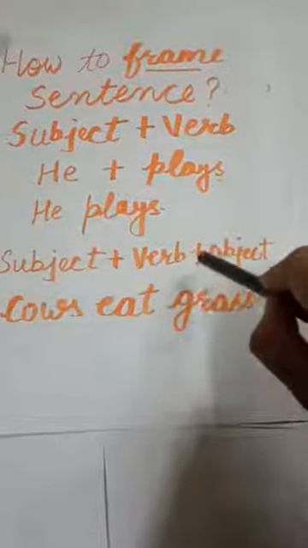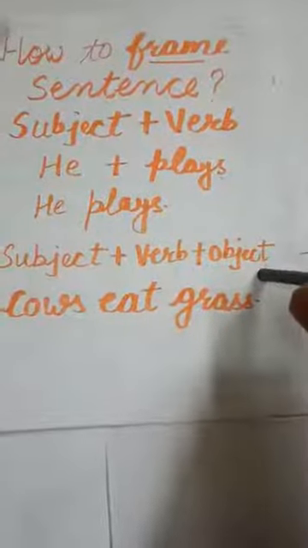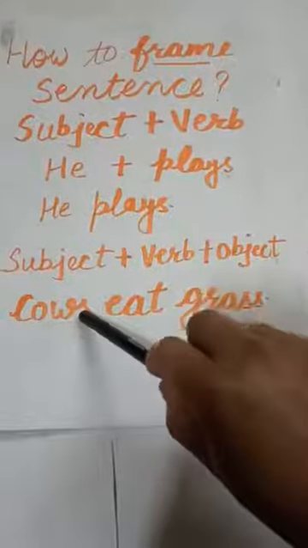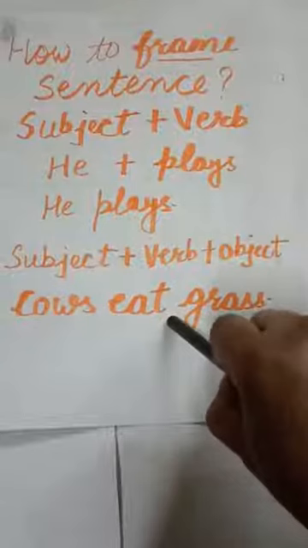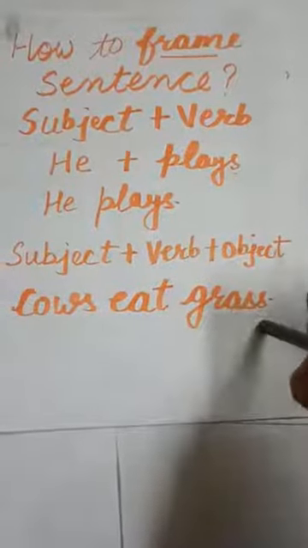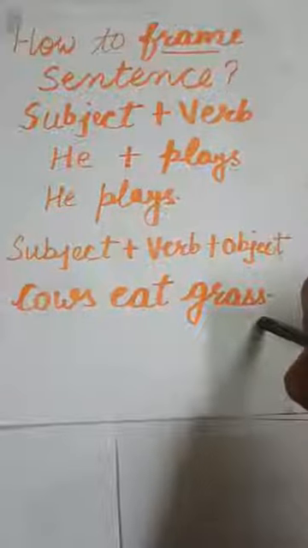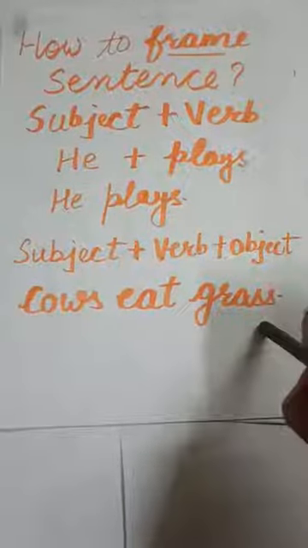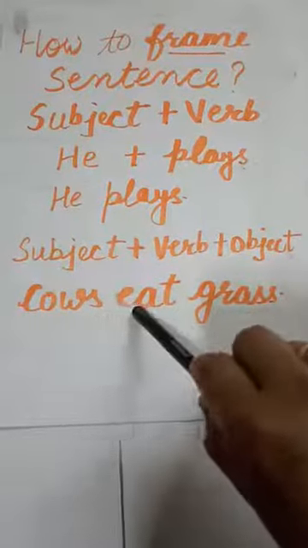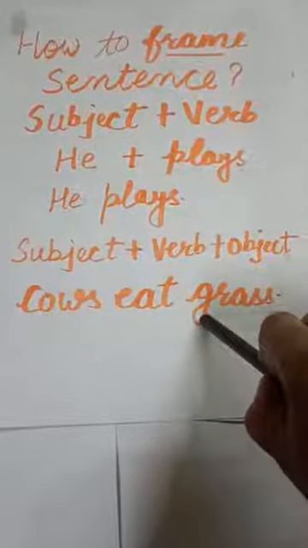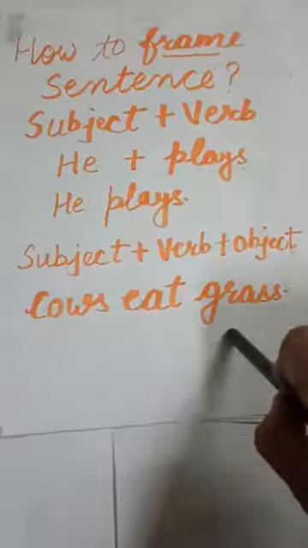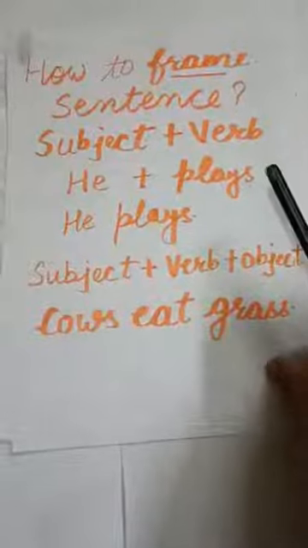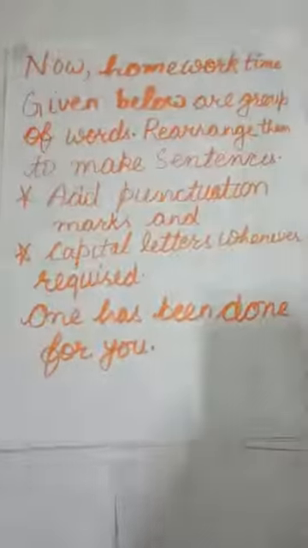Subject plus verb plus object. Cows is the subject, eat is the verb, and grass is the object. So again this is a sentence. These are groups of words which are arranged properly and they are also making sense. That's why it is a sentence.